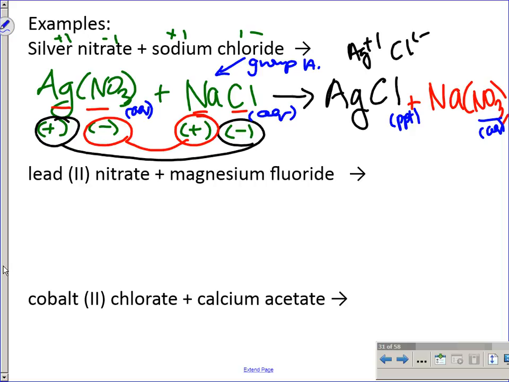All right, let's do the next one. Lead II nitrate and magnesium fluoride. Write out your reactants, do your double replacement.